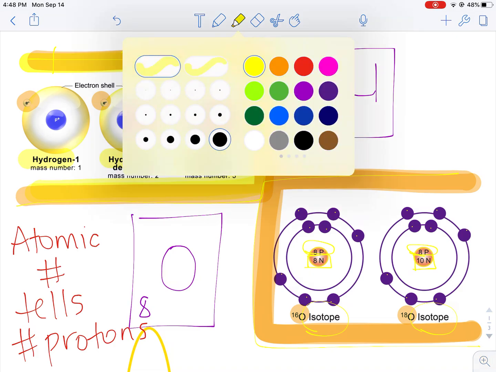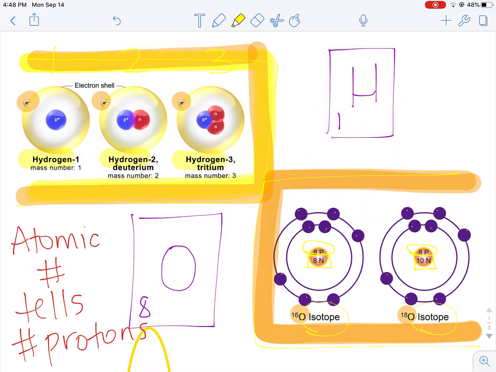And when we look at the picture for oxygen, we did the counting. We counted that there were 8 electrons in the picture on the left and 8 electrons in the picture on the right. The number of protons and the number of electrons are equal only when we're talking about an atom. Let's write that fun fact down.